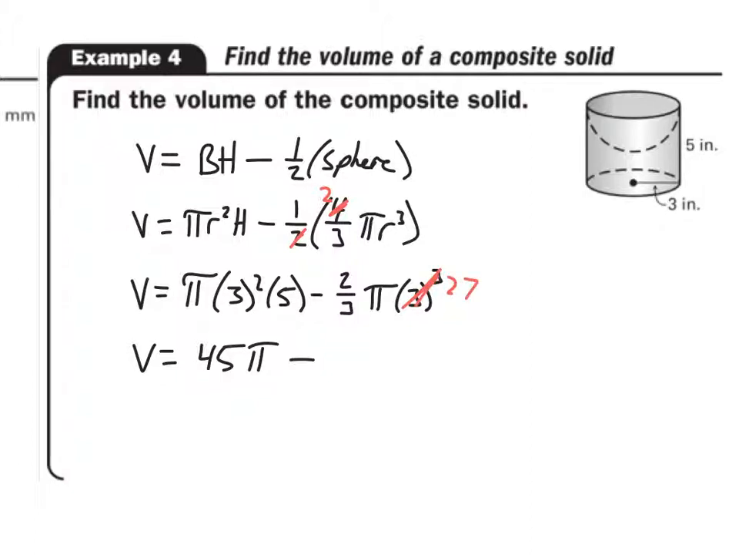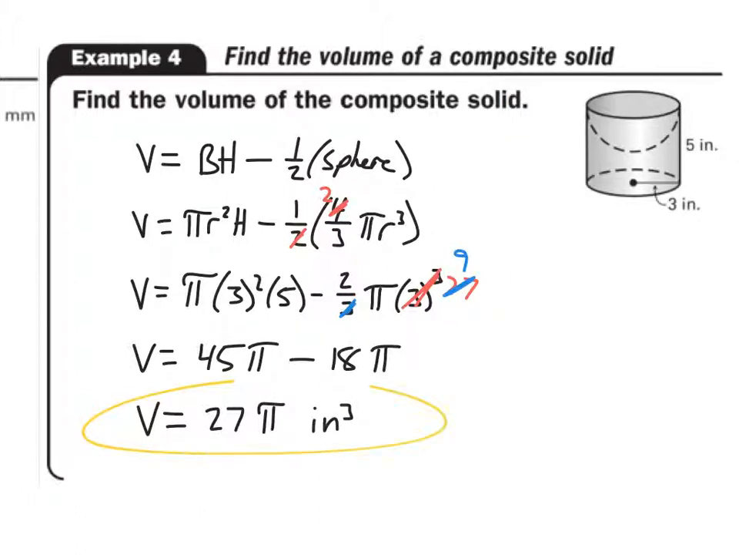But remember that 27 is like being on top of that fraction. And so I can take 3 out of 27, leaving me with 9 behind. So 2 times 9 is 18 pi. And so then what does my 45 pi minus 18 pi give me? 27 pi cubic inches. Questions?